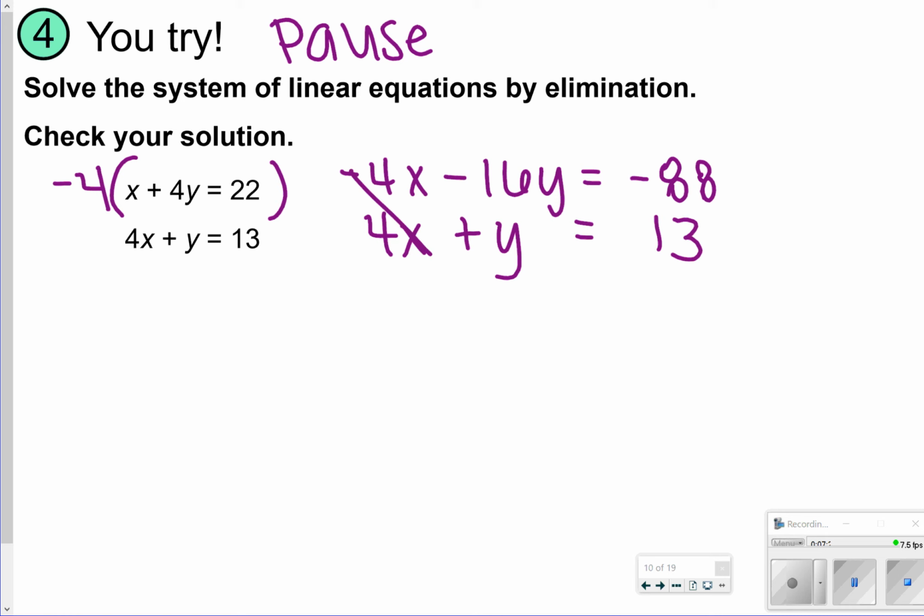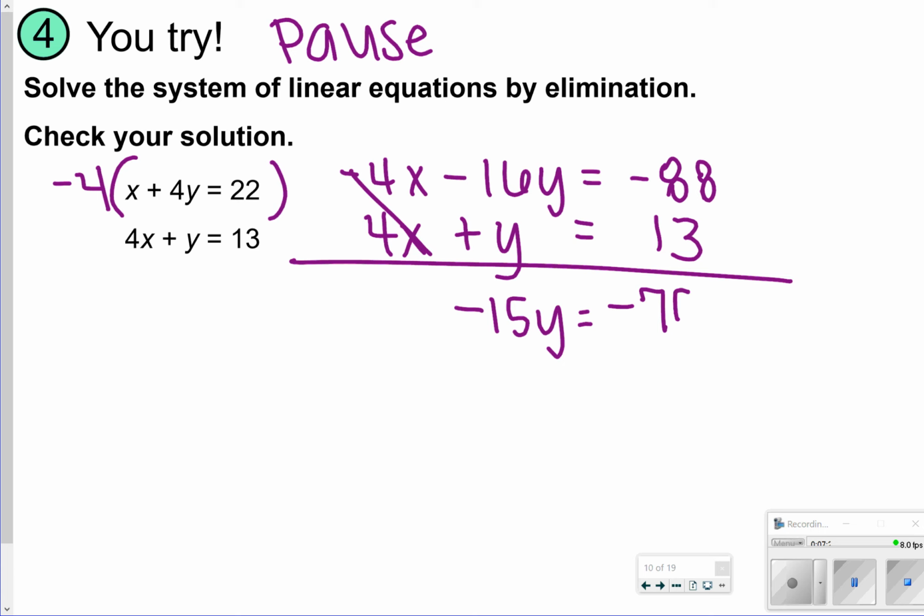Okay, again, my x's can cancel out. Negative 16y and a positive y gives me negative 15y. And negative 88 plus 13 gives me negative 75. If I divide both sides by negative 15, y is equal to 5.